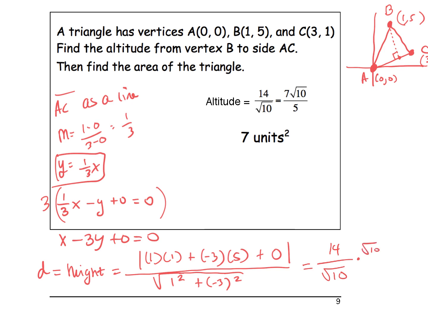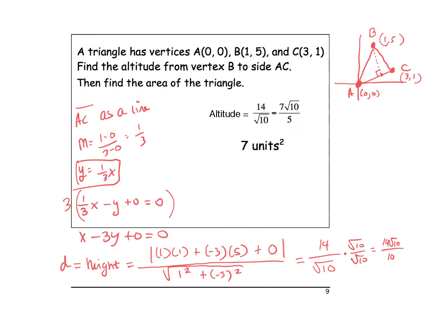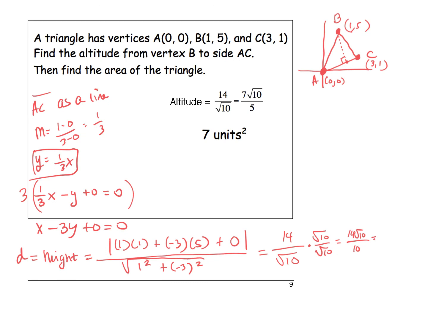So anyways, here I'm going to rationalize by root 10 over root 10. I'm going to have a 14 root 10 over 10, which, if I divide by 2, I get my 7 root 10 over 5. So that's the height.